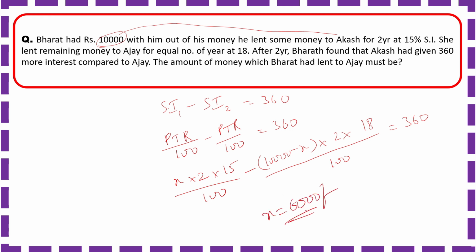So what is this 6,000? X is 6,000. That means the amount that Akash borrowed is 6,000. We are asked to find out Ajay's amount. So if this is 6,000, then Ajay must have borrowed 10,000 minus 6, that is 4,000 rupees, right? So 4,000 is the answer.